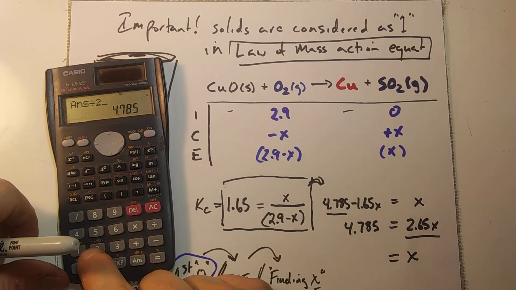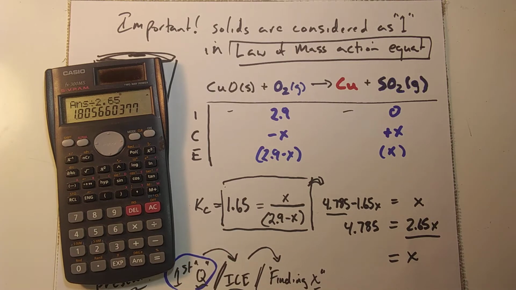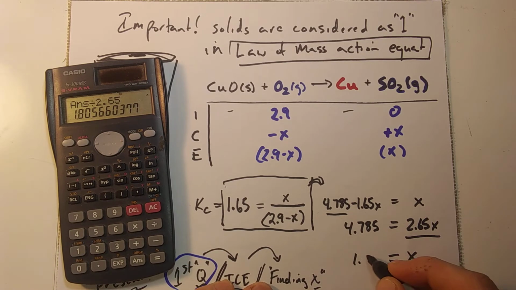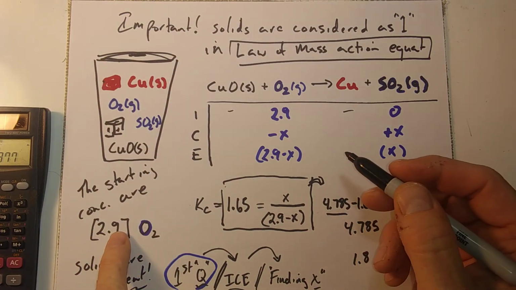4.785 divided by 2.65 gives me x is equal to 1.8, and for sig figs purposes, since they only gave us 2 here, we'll just say 1.8.